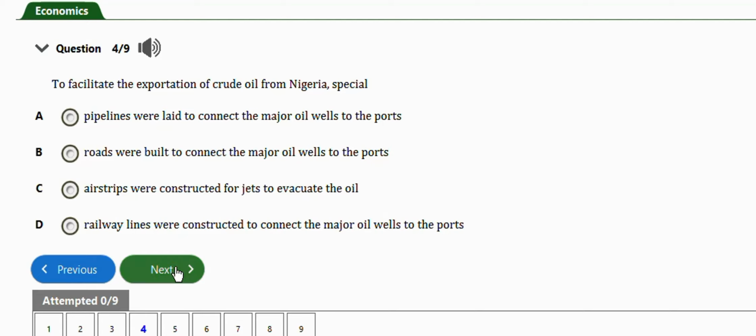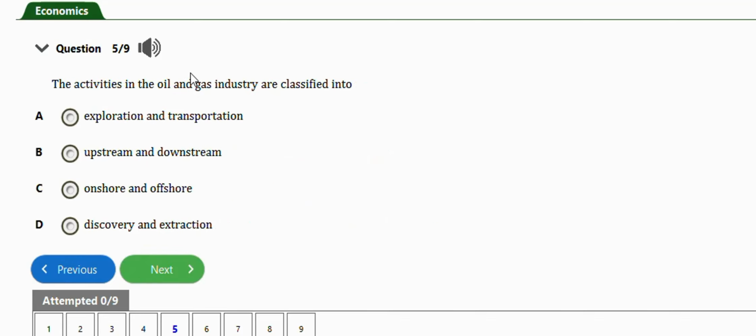Okay, next question says the activities in the oil and gas industry are classified into exploration and transportation, upstream and downstream, onshore and offshore, discovering and extraction. Right answer is option B, upstream and downstream.